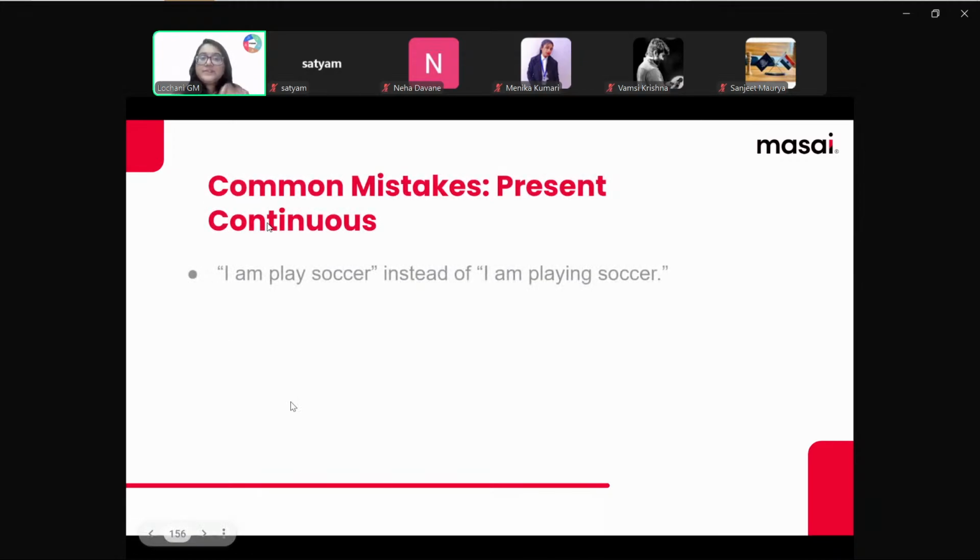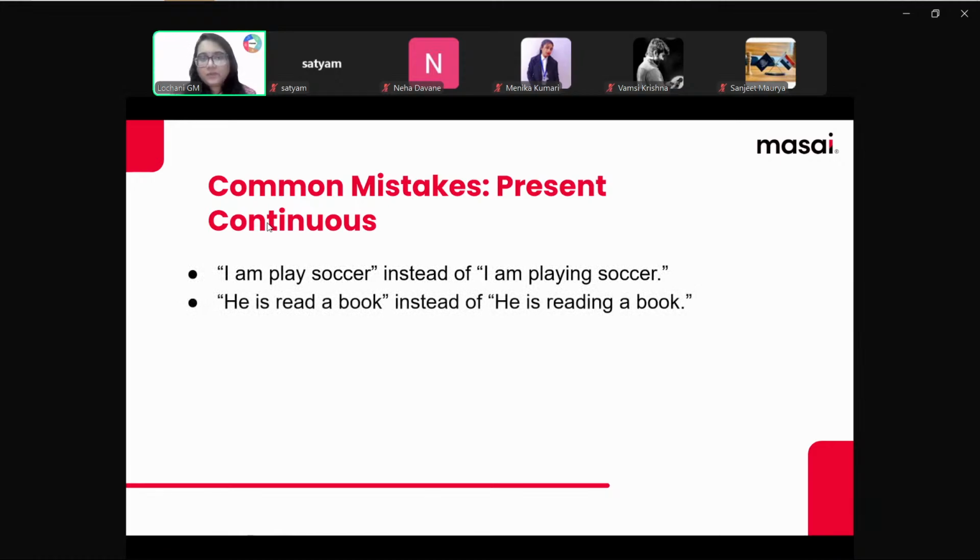So, even in present continuous, there are a few common mistakes that need to be avoided, right? If you are right now doing something, you can't say, I am play soccer. You have to say, I am playing soccer. Similarly, if you want to tell someone, let us say that, you are someone who regularly plays soccer, right? You can't say, I am play soccer.